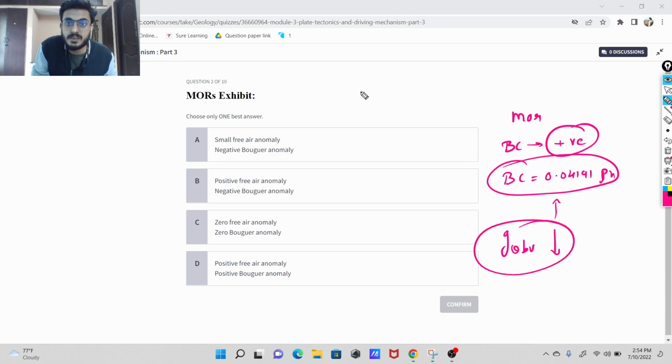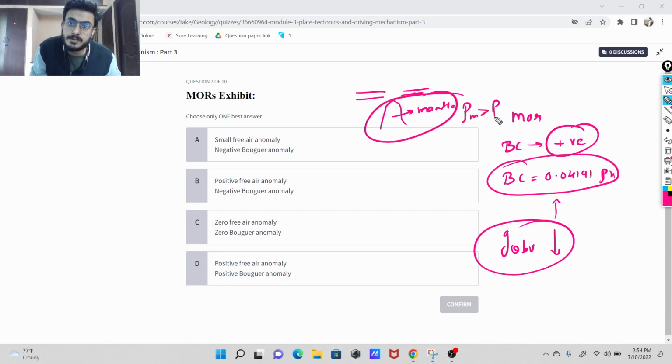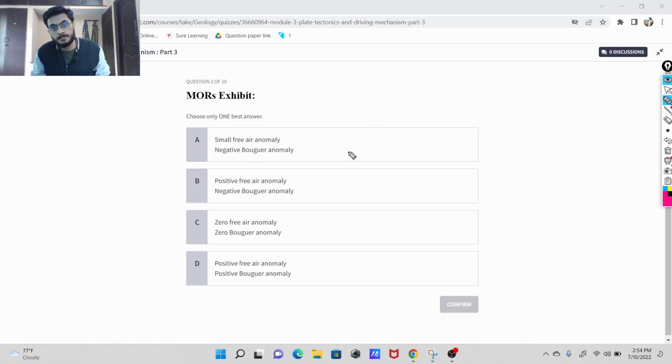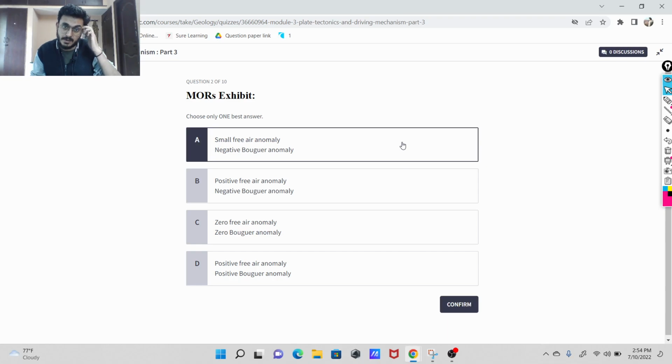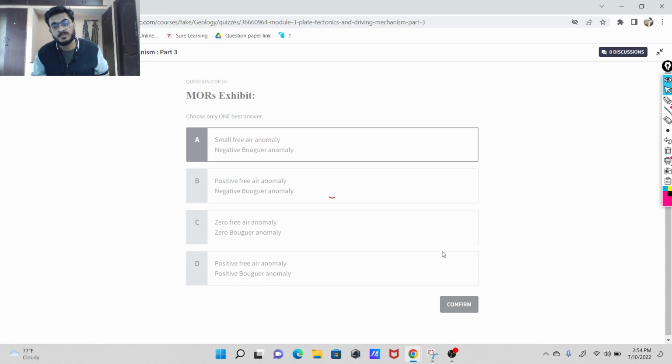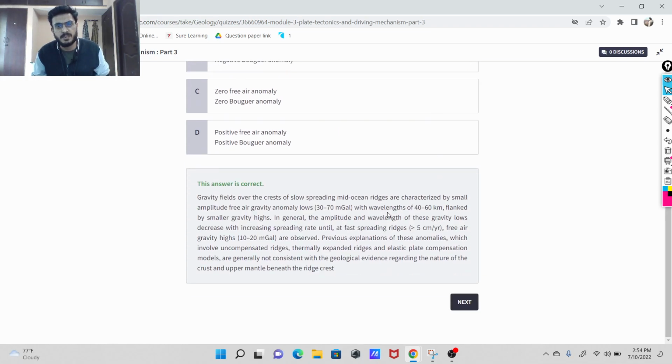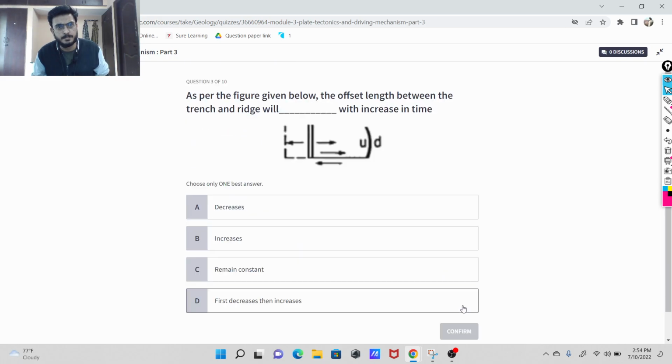And why is it happening? Because in case of mid-oceanic ridges, the mantle comes very near to the surface, and the density of mantle is greater than the density of crust. So this density value will increase. So let's see the options now. Small free air anomaly, negative Bouguer anomaly. I have given the description here also for the same.